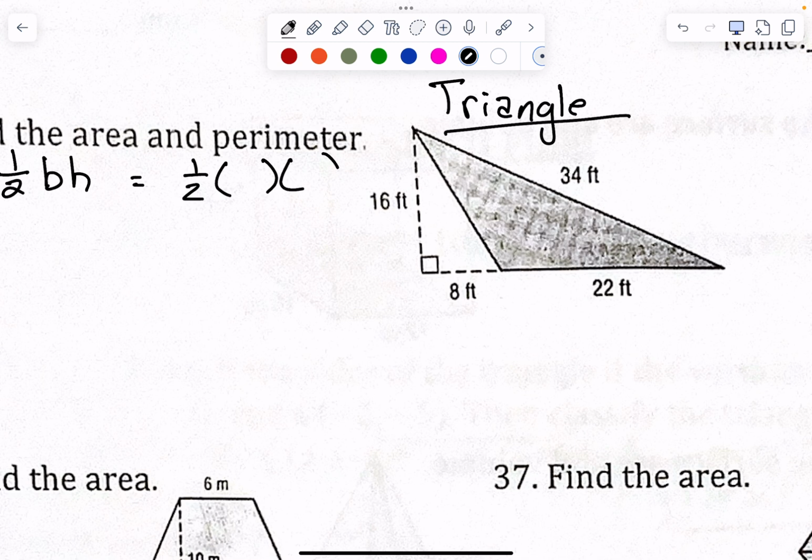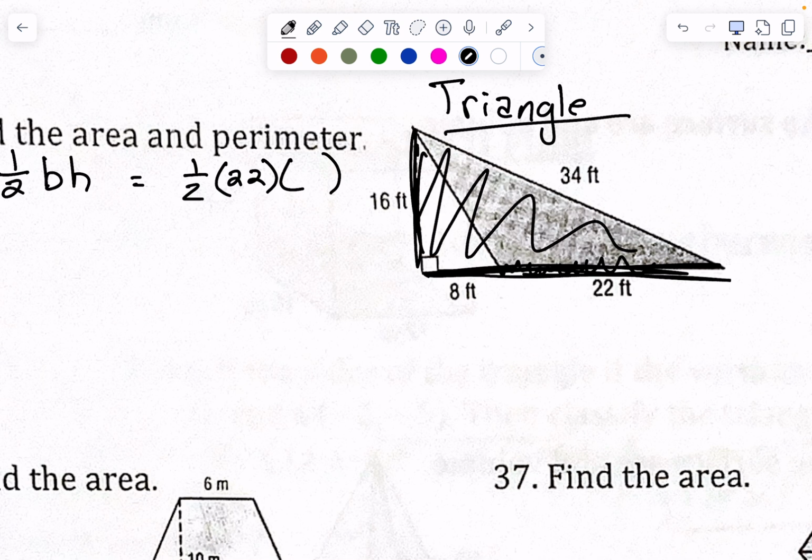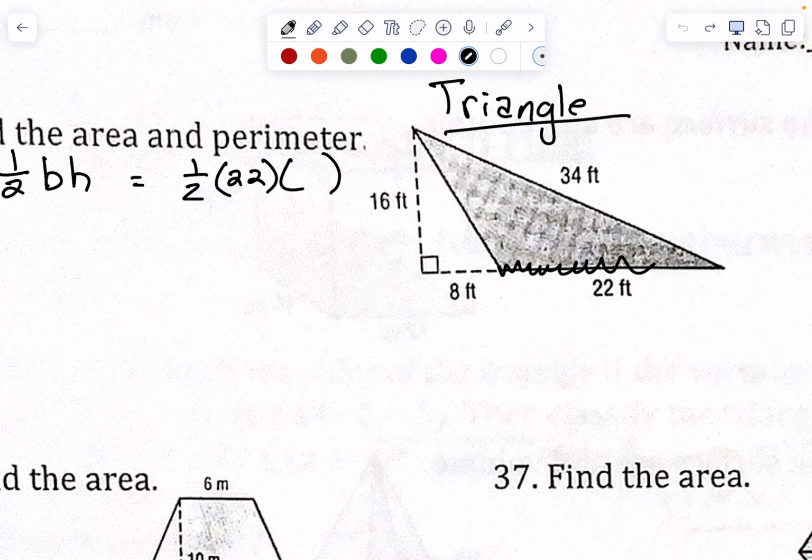It is only 22, because if I said it's 30, then you're doing this by this and that would be as though it was filled in. But it's not. So the base is only 22. What's the height? 16. So this is 11 times 16, and that's in feet squared. 176 feet squared.